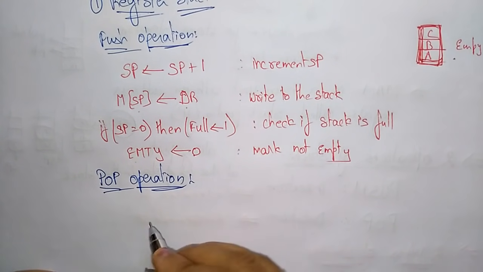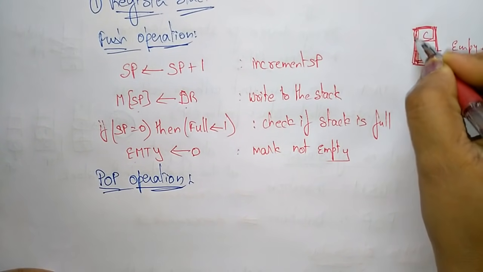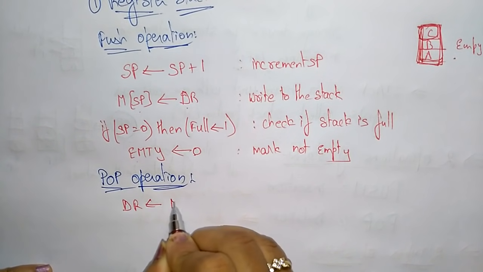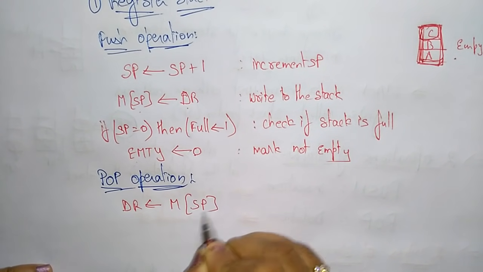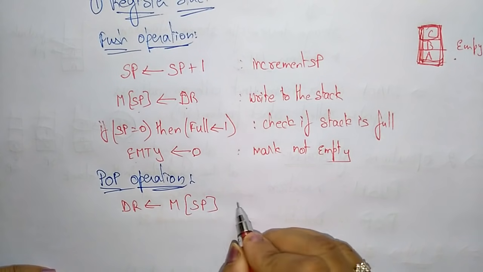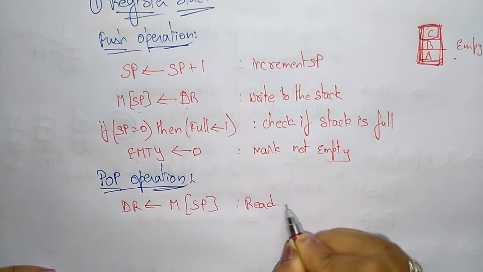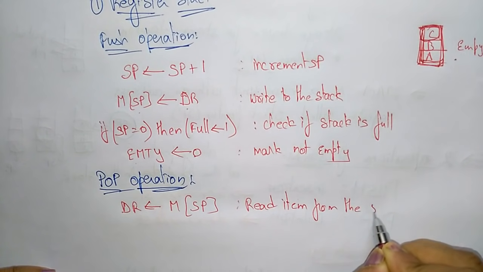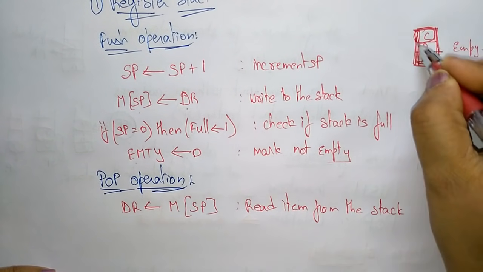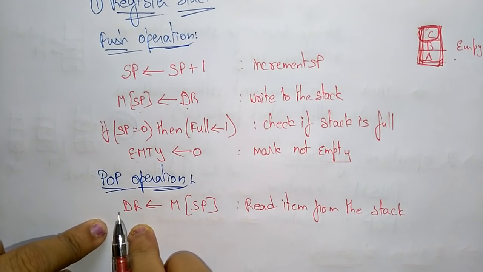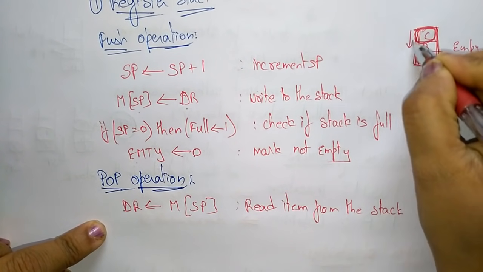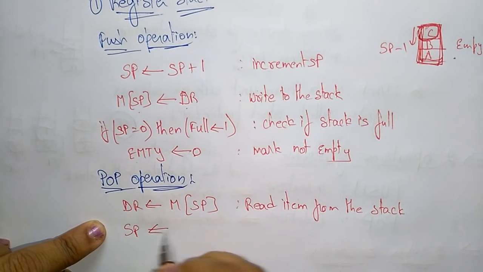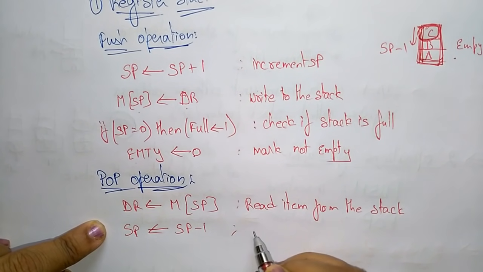First I want to read the data that is present on top of the stack. Whatever data is present on top of the stack will be placed in the data register, that is, read the item from the stack. I read the first element C on top of the stack and placed it in the data register. Now I want to decrement the stack pointer: SP is equal to SP minus 1.